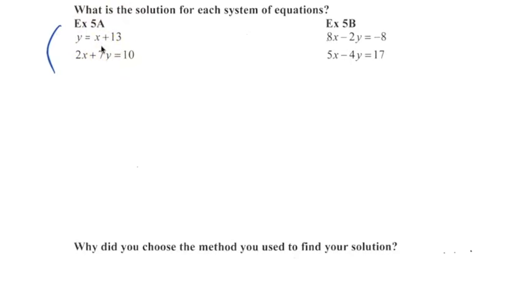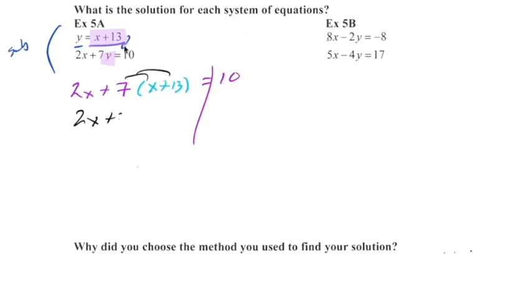See how this y is by itself? That lends itself to substitution. I could go into this equation down here, and where the y is, I could plug that in. So it would be 2x + 7(x + 13) = 10. And then we can solve this. As a reminder, we distribute. We get 2x + 7x + 13 = 10.